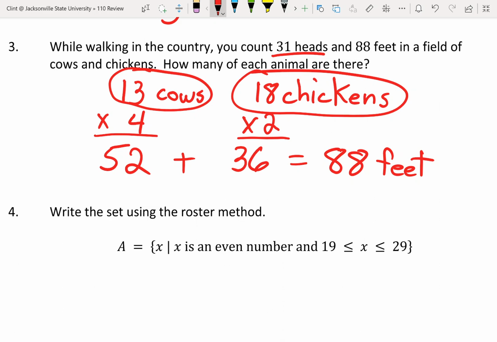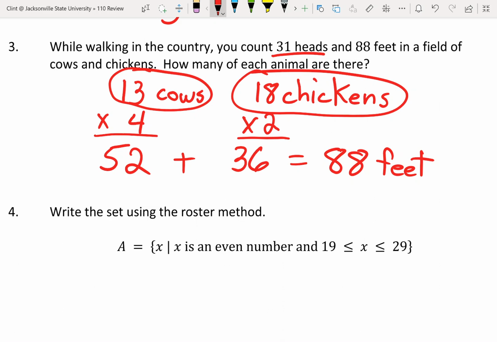Sometimes you get unluckier. Sometimes your first guess is way off and you can adjust a little bit, but usually it doesn't take too long to get those. And that's a perfectly valid way of solving the problem. Nothing wrong with that. Okay. Questions on that one?